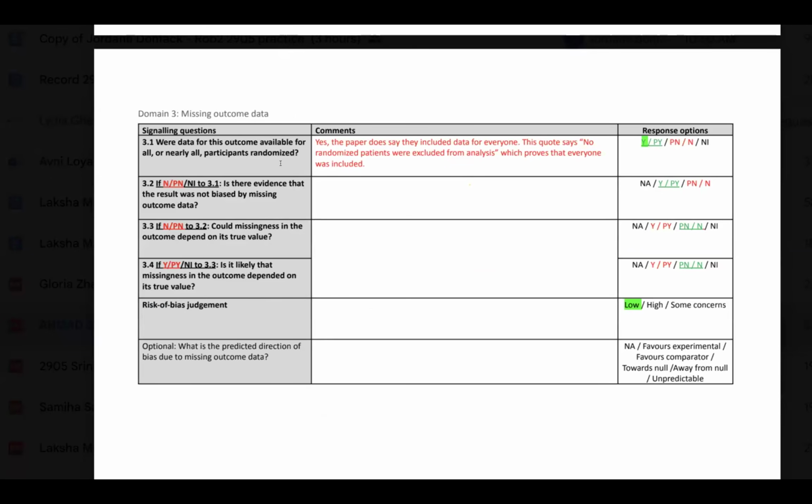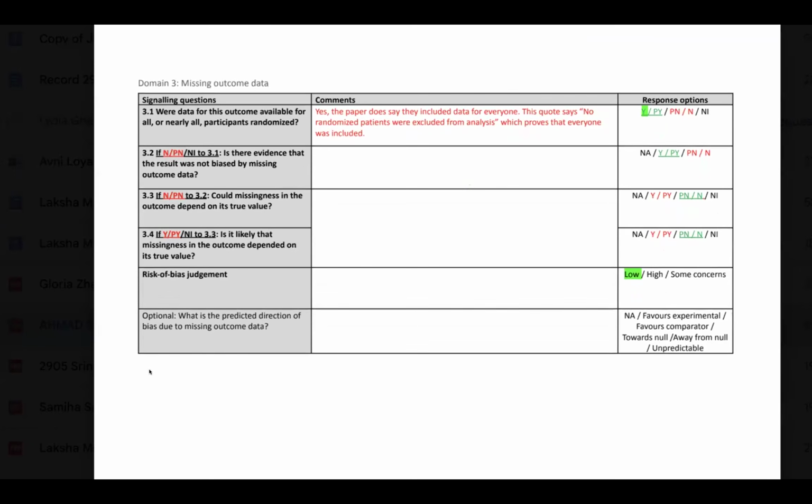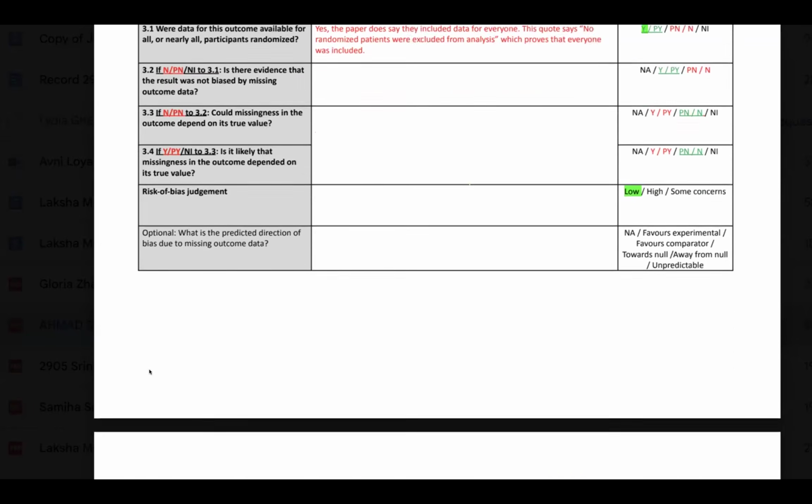Okay, so for this signaling question, what are we agreeing with? I had put no in my own document. Yeah, I'd agree. I also put no for this one. Me too. So then the other signaling questions would have to be answered, but he didn't put anything. So should I just move on to domain 4? Okay.